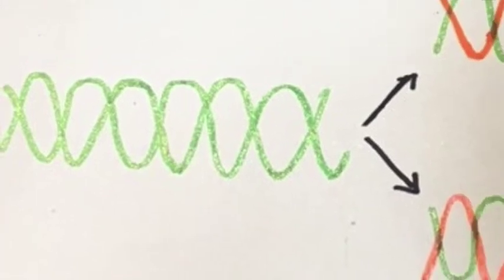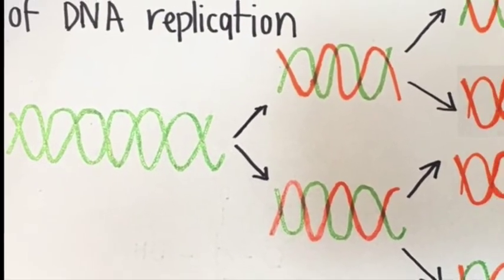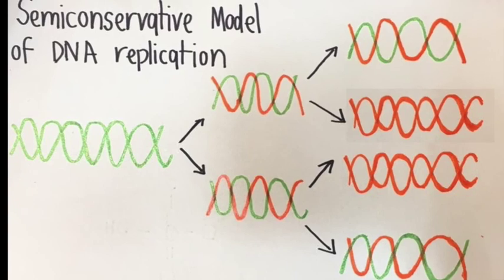DNA replication is semi-conservative because one side is the old strand and the other side is the new strand.